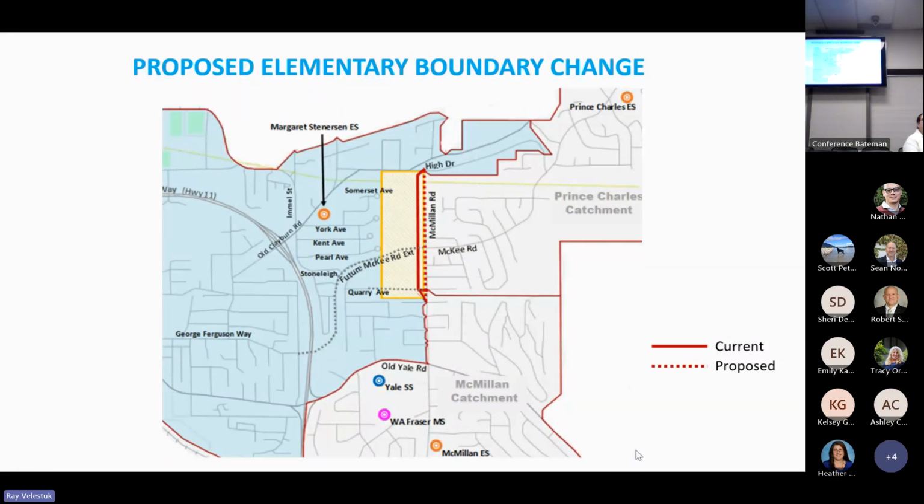So this is what the proposed boundary change does in this area. For elementary, it moves the boundary line, which you can see is on the west side of the street, running down McMillan Road. It moves it right down the middle of the street, so that any houses built fronting McMillan Road on the west side would now be in the Margaret Stennerson catchment. So it moves the line a number of feet over onto the road, and at this point affects no current people in that catchment. You can see the difference between the proposed line and the current boundary line.